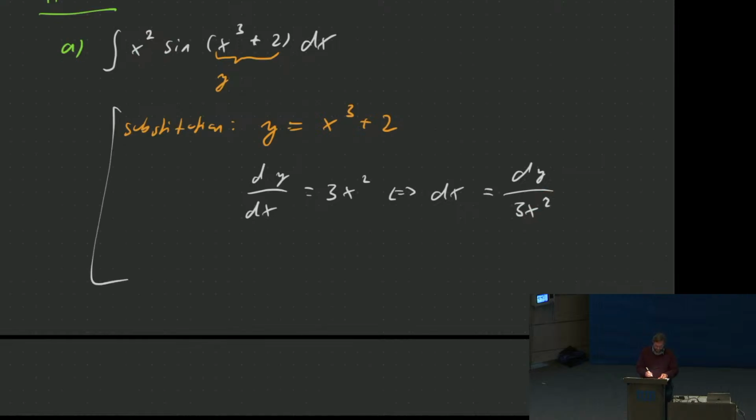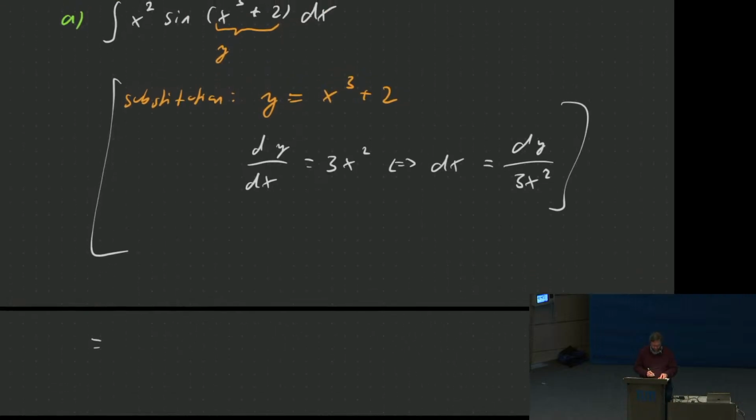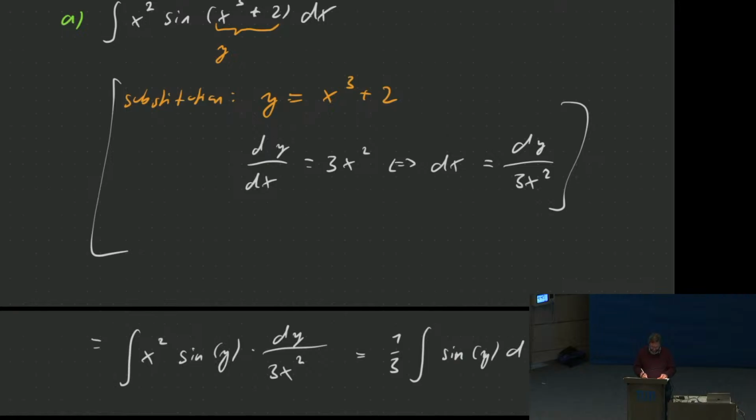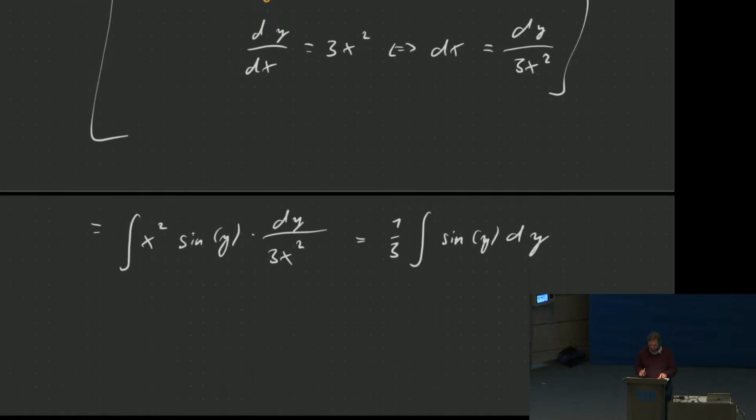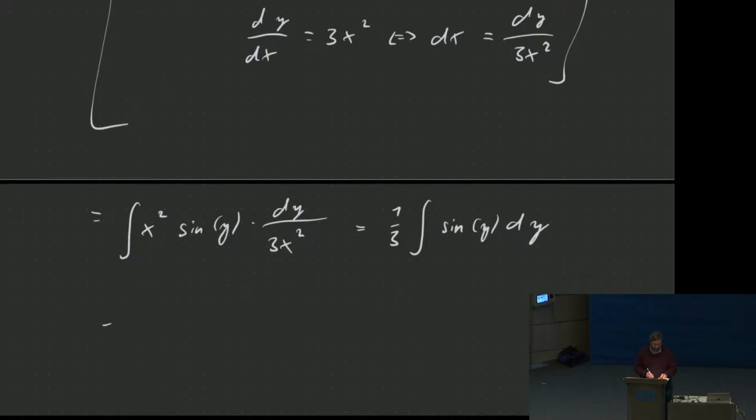Okay, so what we get for the integral is the integral of x squared times sine y times dy over 3x squared. And that means the x squared cancels out. We have this 1/3, I just move that in front of the integral. And then we're left with the integral over sine y dy. And that's easy to solve. That's just 1/3, and the integral of the sine is the negative cosine, so negative cosine of y plus constant.